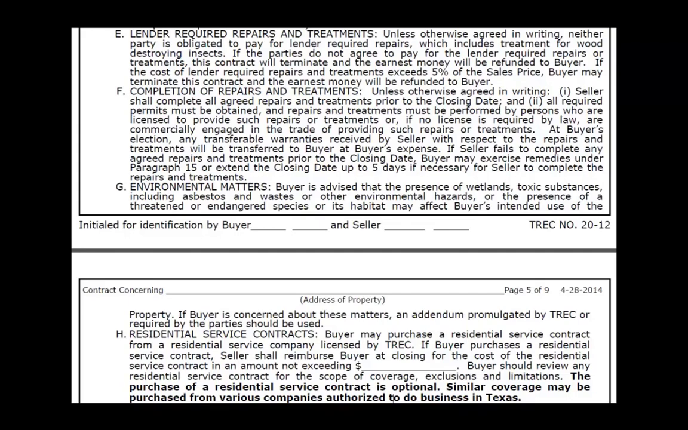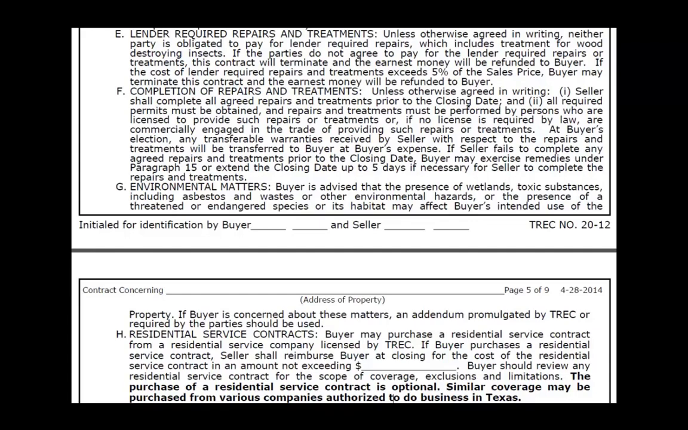Section G, environmental matters. If there's something going on with the property or the land that's environmentally hazardous, then that could affect the buyer's ability to enjoy the property. The government could come in and wreak some havoc because you're about to get cancer or something. And so just be aware of that. If that's a concern, then there's a TREC promulgated addendum that concerns this area that you probably ought to use.